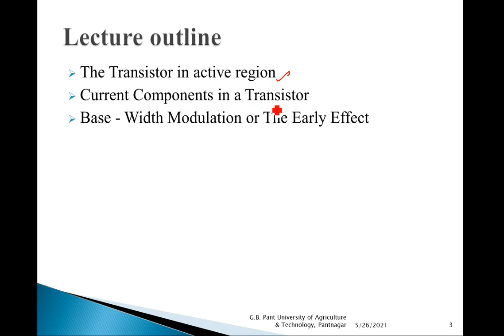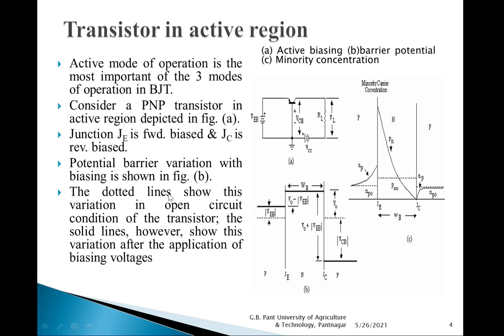Then I'll be discussing the various current components in a transistor or a BJT. What are the various current components, and on what factors are those current components dependent. And then finally we'll be discussing the base width modulation or the early effect, which is there in the BJTs or the transistors.